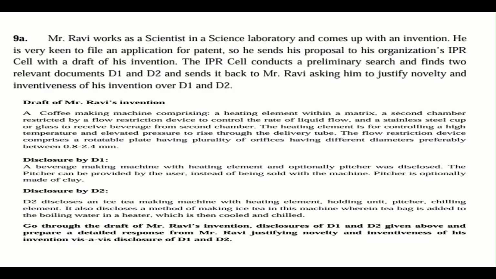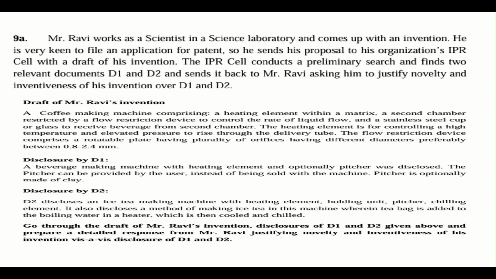Let us try to understand this by taking an example. There was a question in paper 2 of the 2024 examination where you are provided a situation where an inventor has made an invention, and in a preliminary search that was conducted by an IPR cell, there are two prior art documents that have been cited. The question provides the details of the invention as well as the prior art in terms of the constructional features. So you are required to act as the inventor and provide a justification regarding the novelty and inventiveness in view of the prior art disclosures.